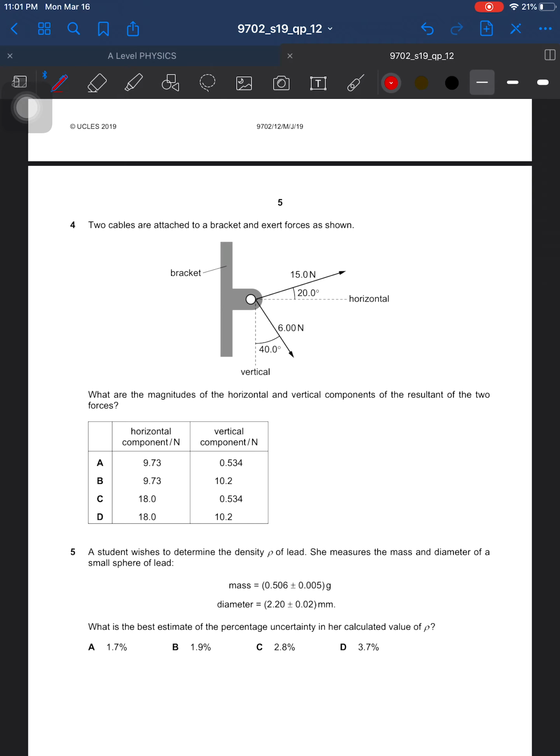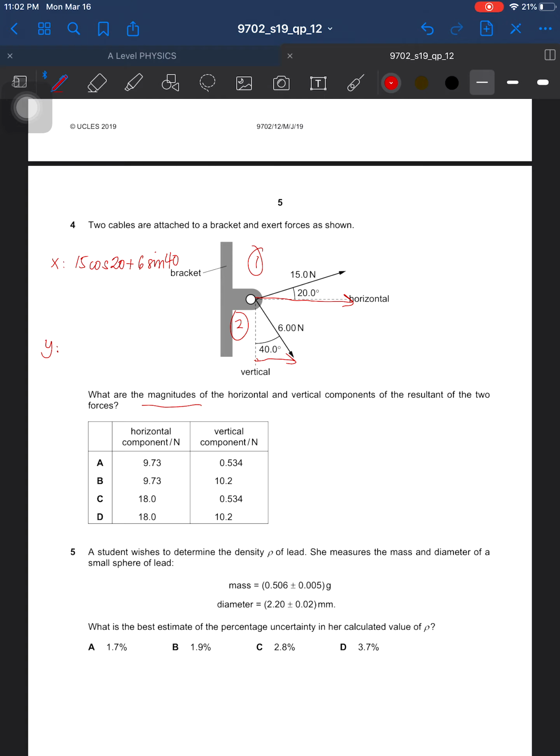Question number 4, you want to find the magnitudes of the horizontal and vertical components of the resultant of the two forces. So just do x and y, for the first and the second force. For the first force, x, this is 15, adjacent to 20, so you have 15 cosine 20, positive because it's going east. And then this is plus 6 sine 40, because it's opposite the angle. So you have that for x.